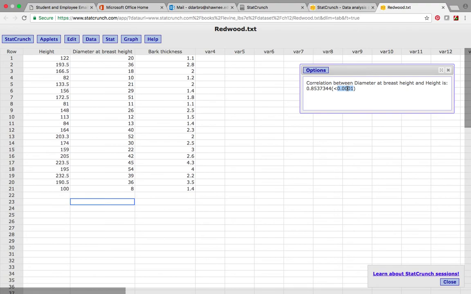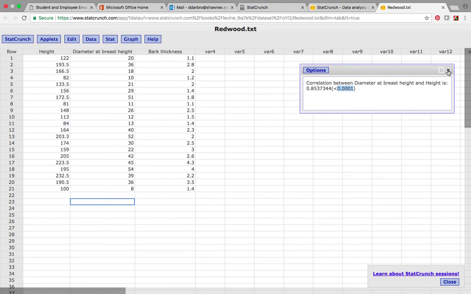My correlation coefficient is actually lower than it was in the previous value. I think it was 0.96 or something before, but we didn't have enough sample size to create enough power to reject the false null. But now we have statistical significance indicating what to us? Indicating that the breast height and height have a significant linear relationship.